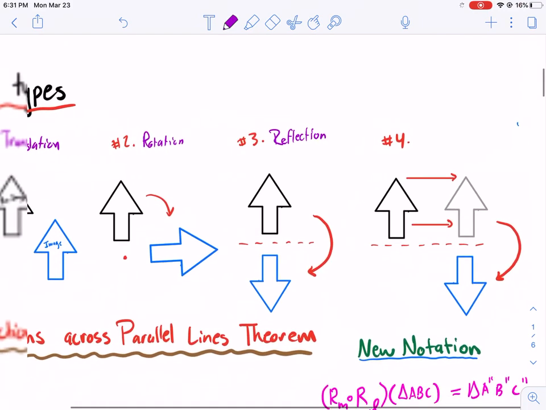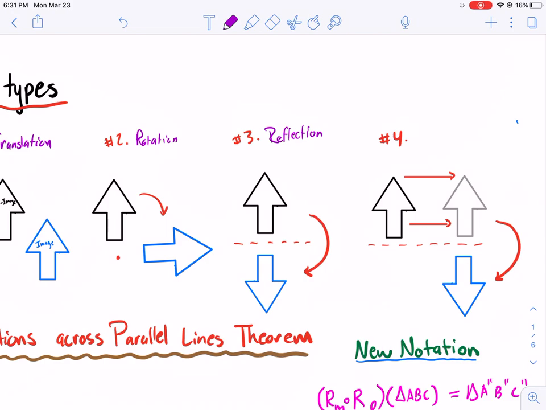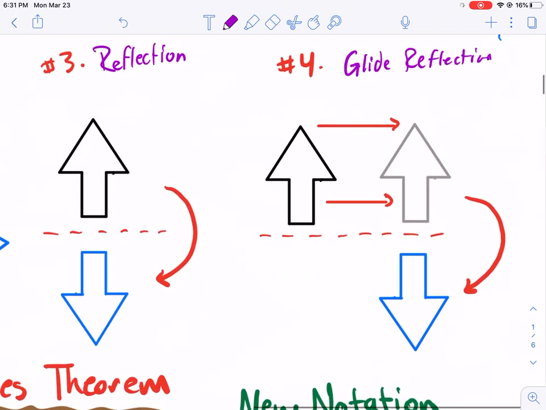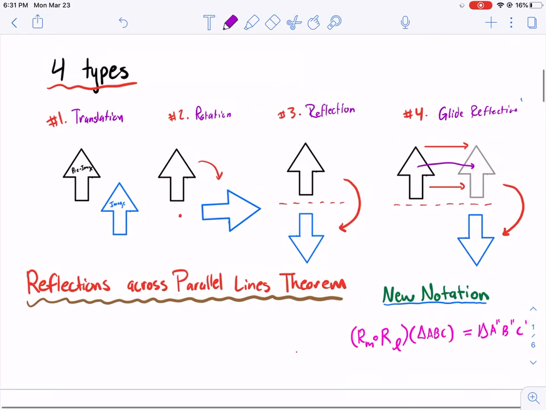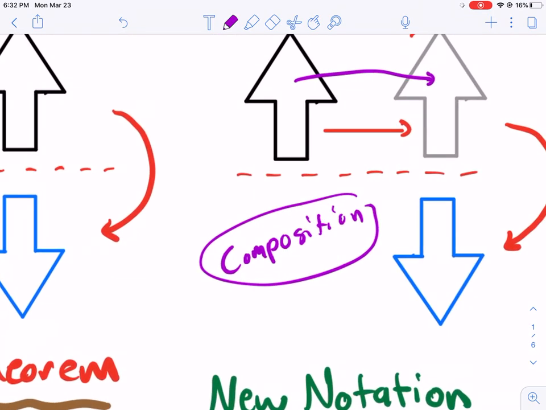And this one is kind of leading us into the next concept that we're going to be doing soon after. This is what's called a glide reflection. Now, what do you notice about the glide reflection? There's two things going on. Number one, it's translating, going from here to here, and then it is reflecting. So two different transformations undergo to give you one new type of transformation, which is called a glide reflection. And this is called a composition. So anytime we have more than one transformation, it's called a composition.